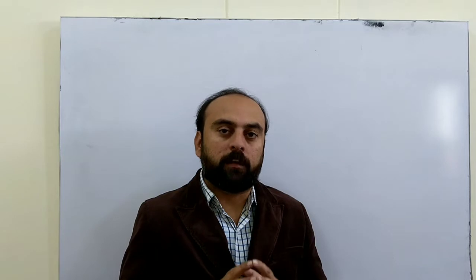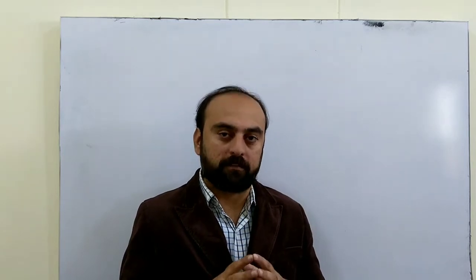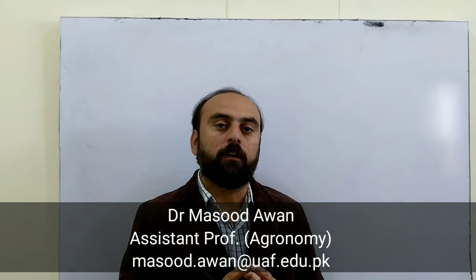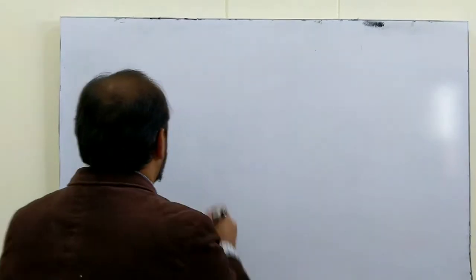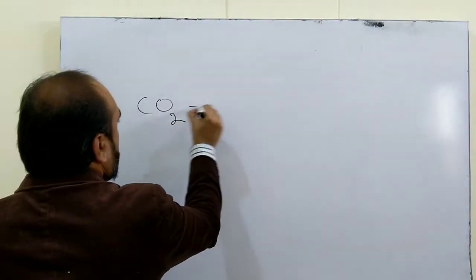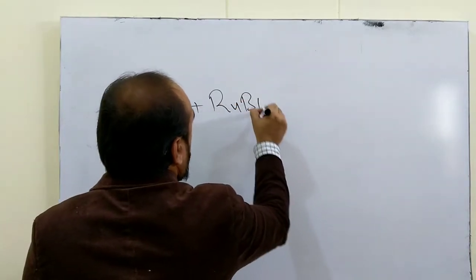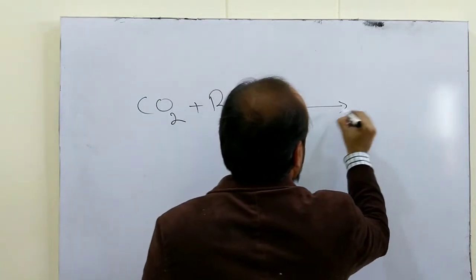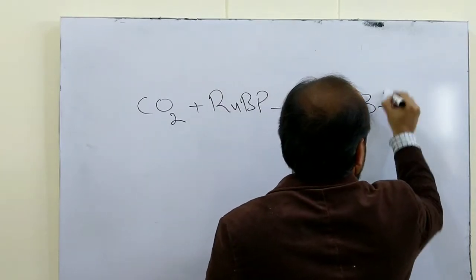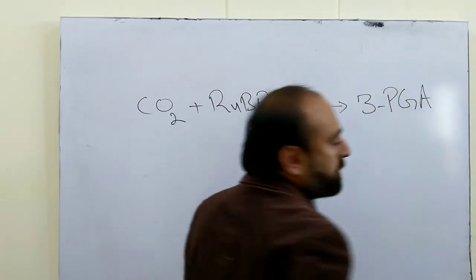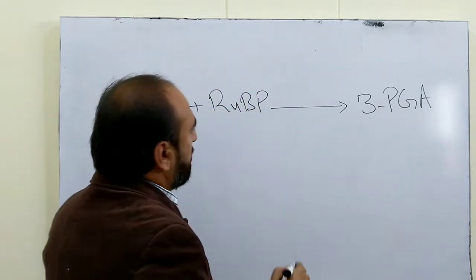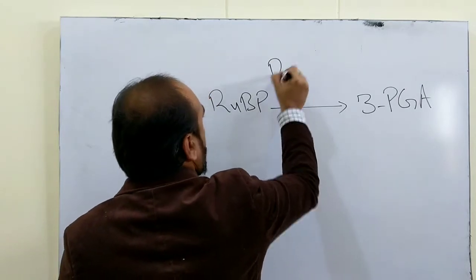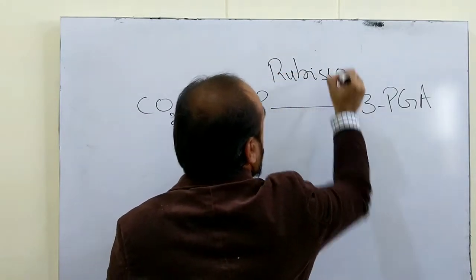Dear learners, in my last lecture, I discussed the Calvin cycle, which has three steps: carboxylation, reduction, and regeneration. In the first step, that is carboxylation, carbon dioxide is hooked to a 5-carbon sugar, RuBP, producing two molecules of 3-carbon acid or 3-phosphoglyceric acid. And this reaction is catalyzed by an enzyme called Rubisco.